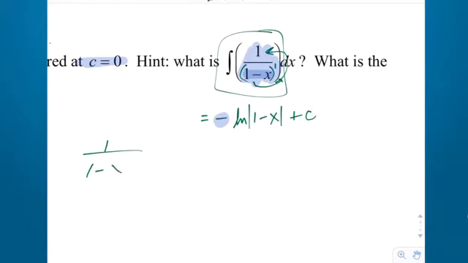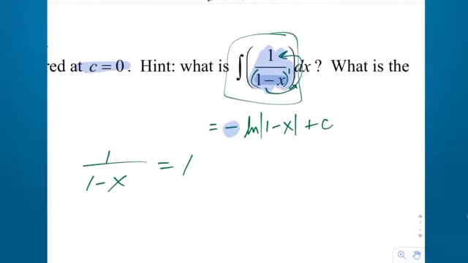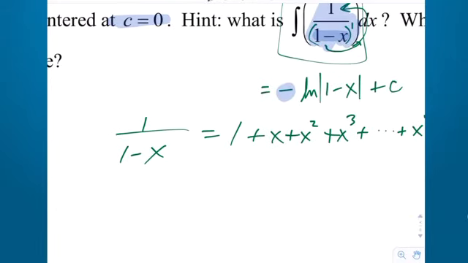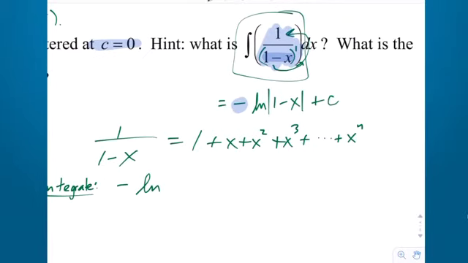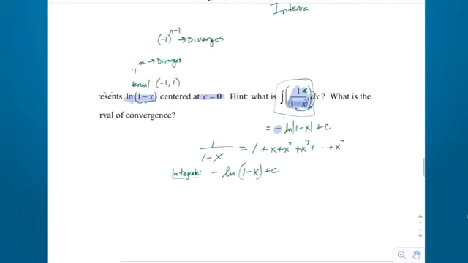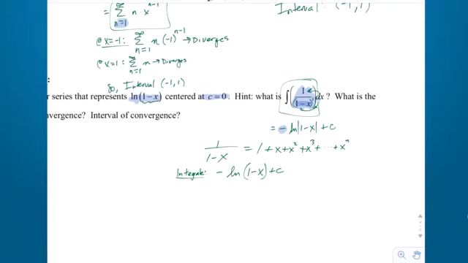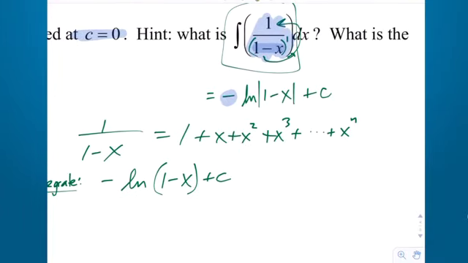1 over 1 minus x is 1 plus x plus x squared plus x cubed plus ... plus x to the n. And if I integrate both sides, I don't want to draw that in front like we do when we solve separable differential equations. I'll just put integrate. I know the antiderivative here is negative natural log of 1 minus x plus c. And we can actually limit ourselves to positive or negative values. And I don't need the plus c over here.